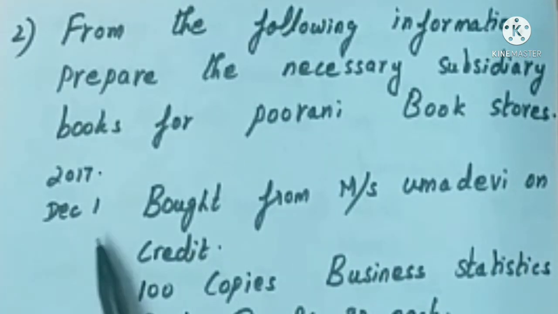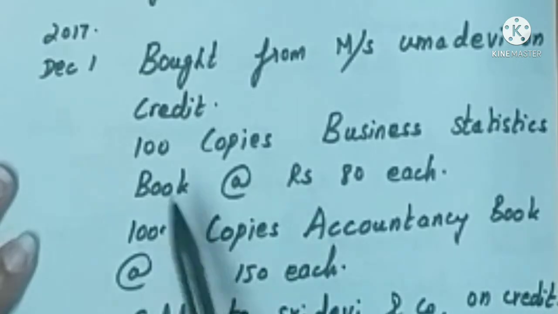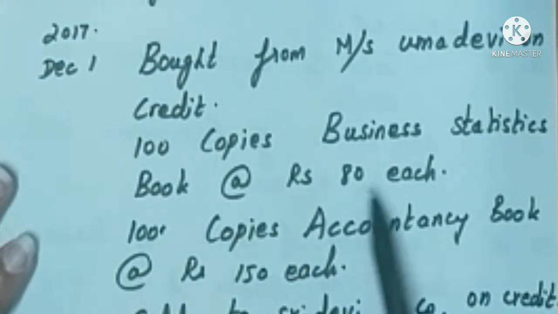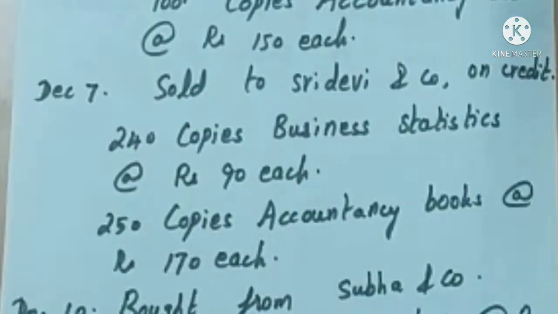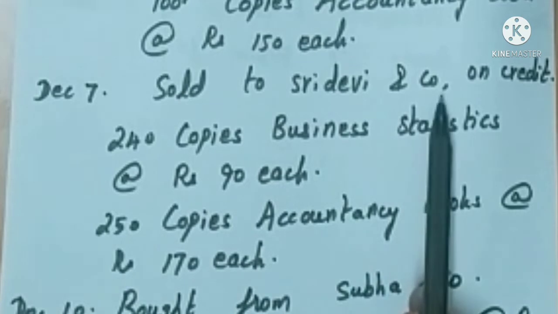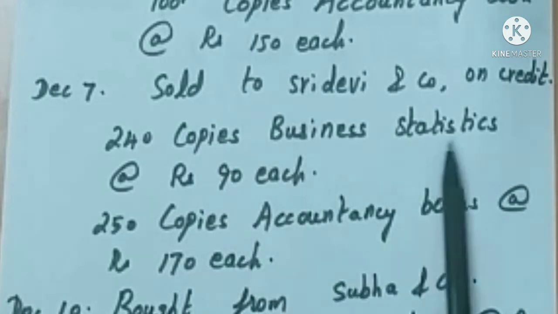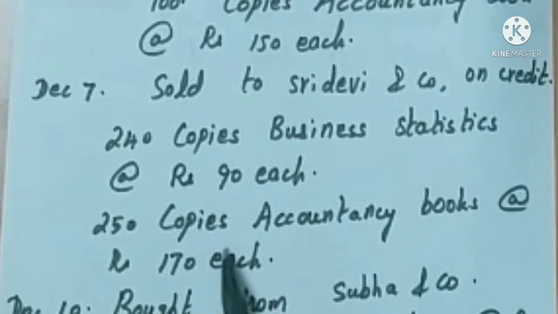2017, December 1st, bought from Uma Devi on credit 100 copies business statistics book at rupees 80 each, 100 copies of accountancy book at rupees 150 each. December 7, sold to Sridevi and Company on credit 240 copies business statistics at rupees 90 each, 250 copies accountancy books at rupees 170 each.